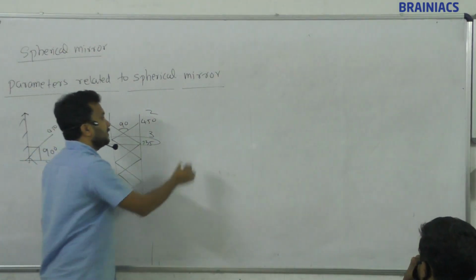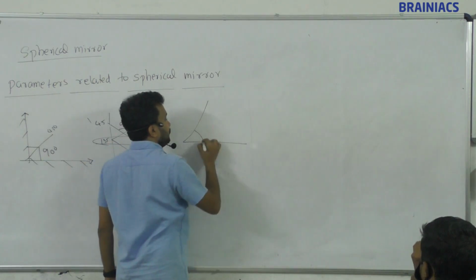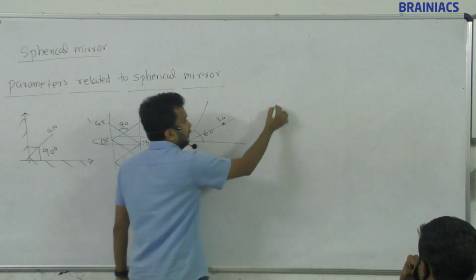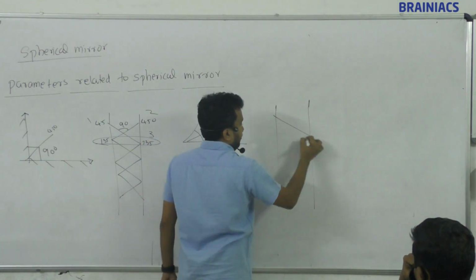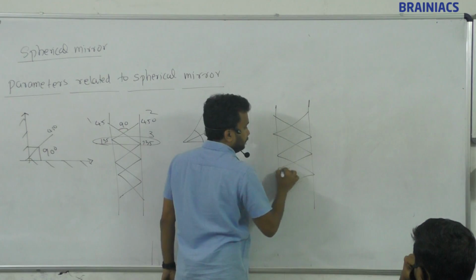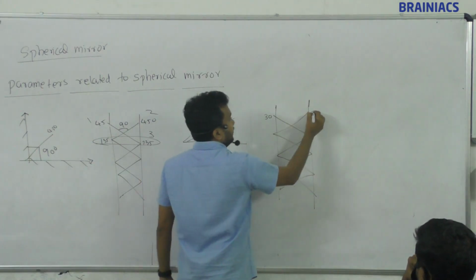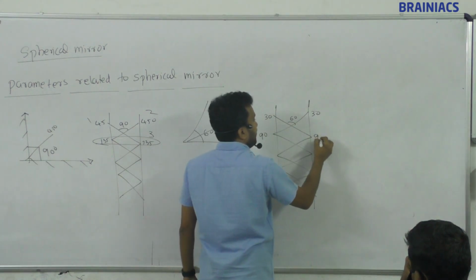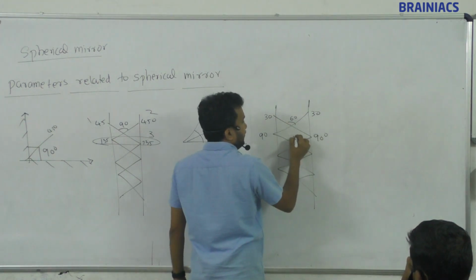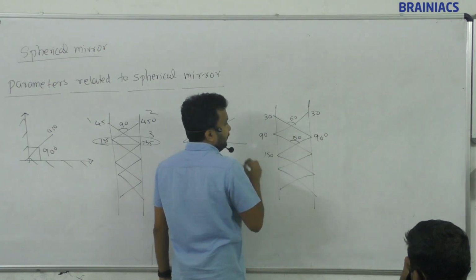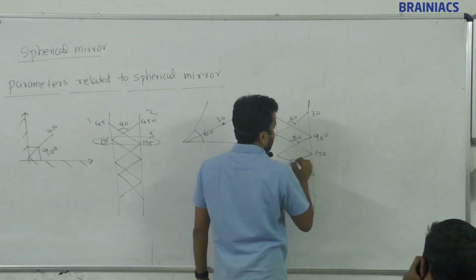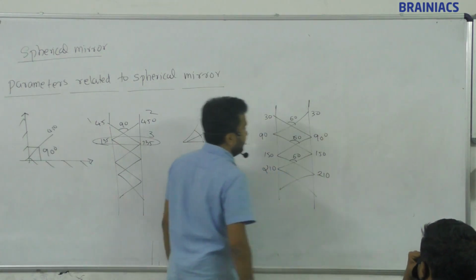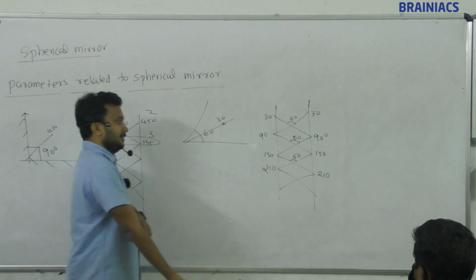Then he asked one question. If two mirrors are placed at 60 degree, object is placed at 30 degree, then how will we do? This is 30, this is 30, this is 60. So this becomes 90, this becomes 90, then this is again 60, this becomes 150, this becomes 150, this becomes 60, this becomes 210, this becomes 210. How many images? 6 images.